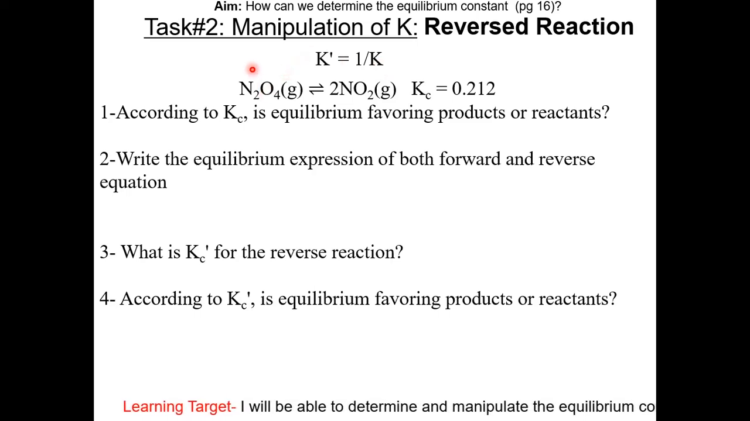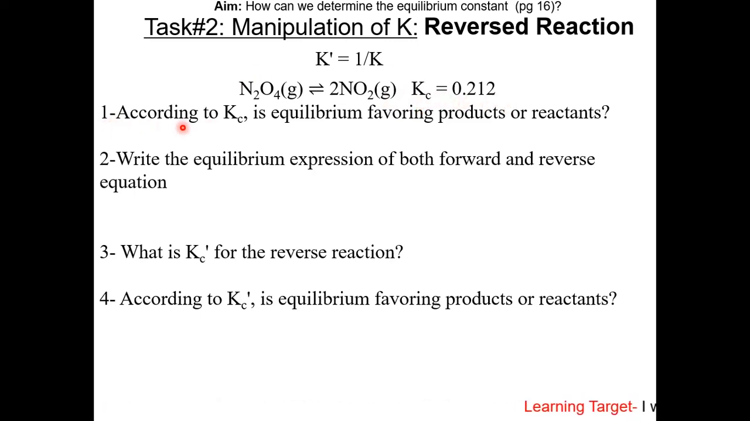For example, here we have a chemical reaction at equilibrium. The K constant is 0.212. Question 1. According to Kc, is the equilibrium favoring products or reactants? It is favoring N2O4, which is a reactant.